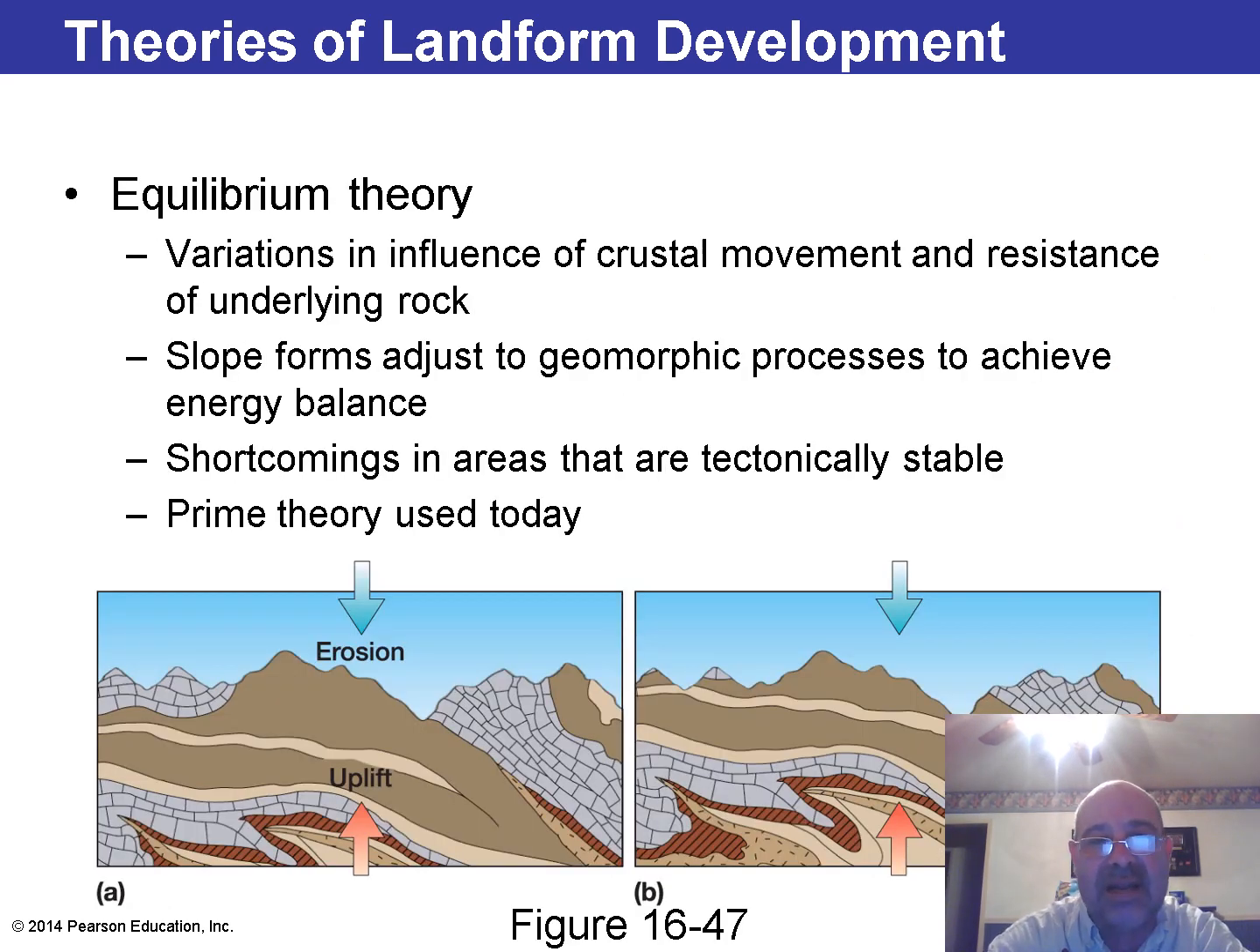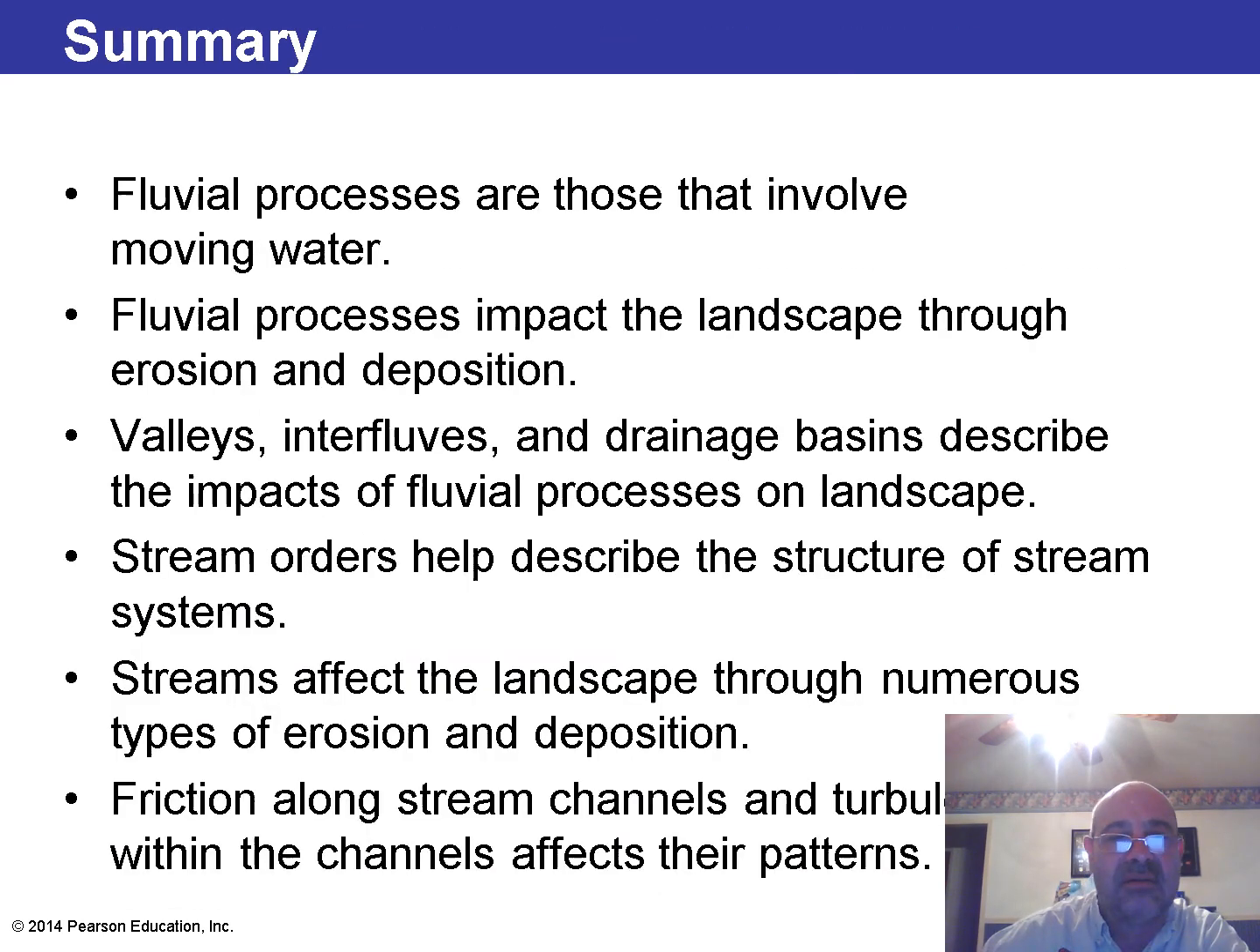Equilibrium, I don't really get too much into this. Variations of influence across the movement and resistance of underlying rock. This has more to do with geologic and fault lines, folds, things like that. The slope forms to adjust the geomorphic process to achieve energy balance, shortcoming the areas that are tectonically stable. Prime theory used today. Again, I'm more worried about the soils and stuff and undercutting interfluves. But this is science, and you need science, right?